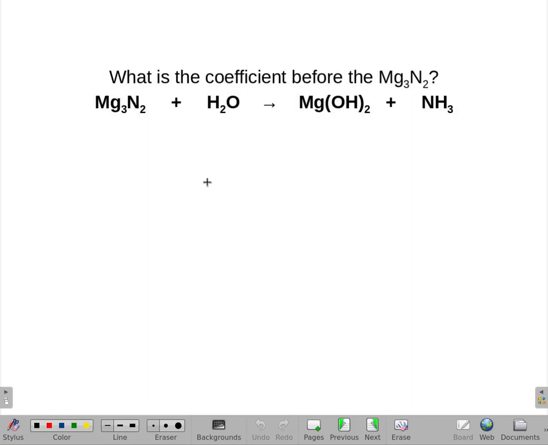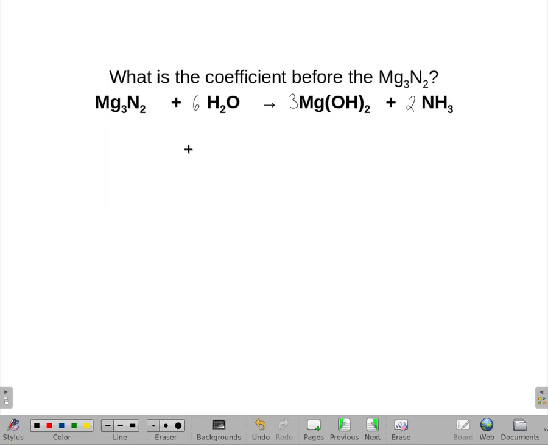All right, this is a slightly more complex one because I've got a lot more going on. But we're going to do the exact same steps. I have 3 magnesiums. I need 3 Mg OHs. I have 2 nitrogens. I would need 2 ammonias. I'm leaving the hydrogens alone because they're in 2 different reactants or 2 different products. Well, I can take care of the oxygen. I have 3 times 2 oxygens, so I would need 6 of these.